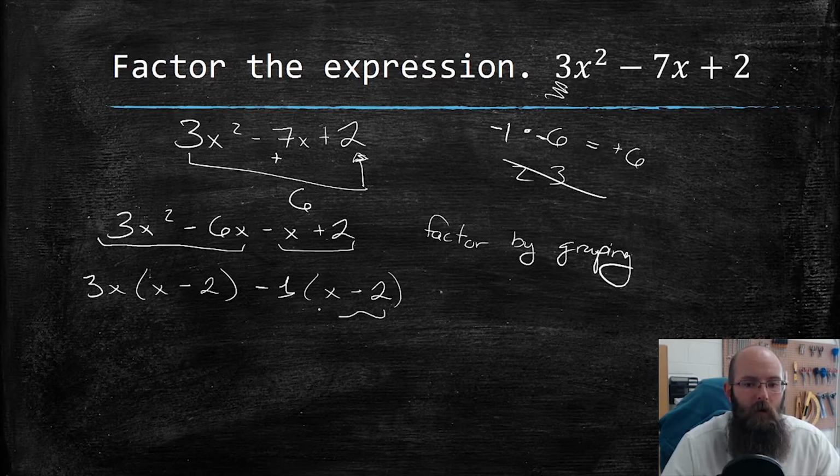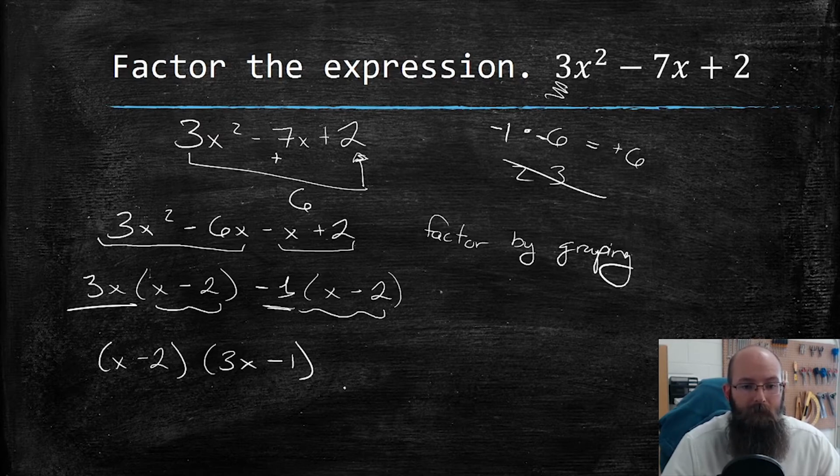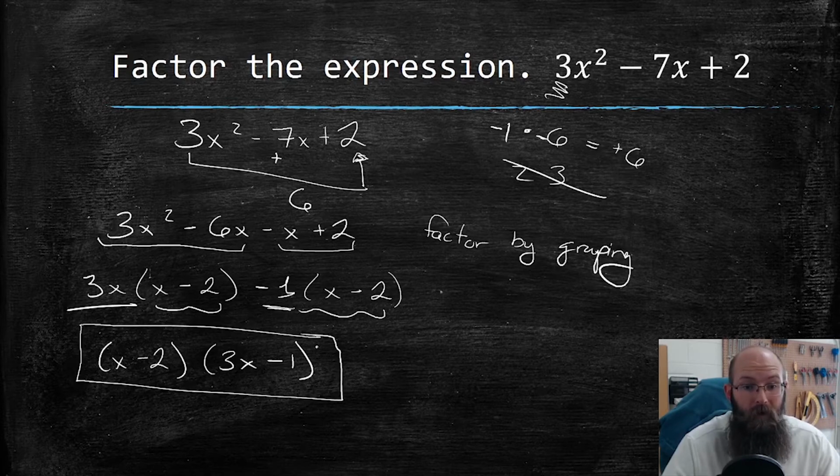Now that was important because now you'll notice these two things are the same. I want to pull that all the way out in front. So I have an x minus 2 all the way out in front. I'm left with 3x from the first term and a negative 1 for my second term. That is this all factored out. It's beautiful, folks. Right there, done.